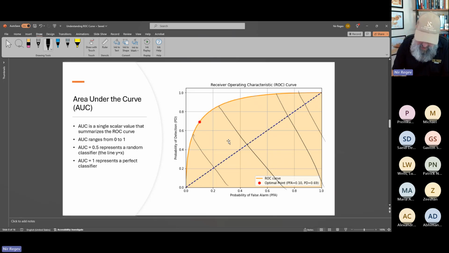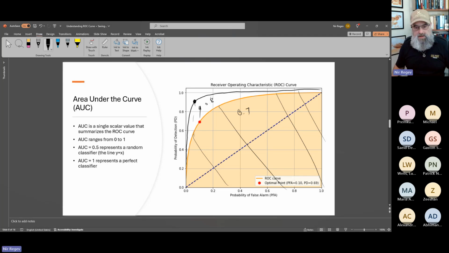So for example, if this area under the curve here is 0.7, let's say, and I have another option that is like this, let's say 0.8. Obviously, if I choose this point as an operating point, I get better performance, less PFA and more PD. Less PFA because it's to the left of this, and more PD because it's greater than this red point.